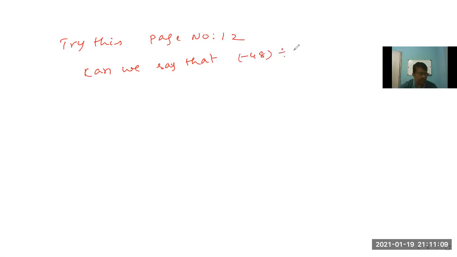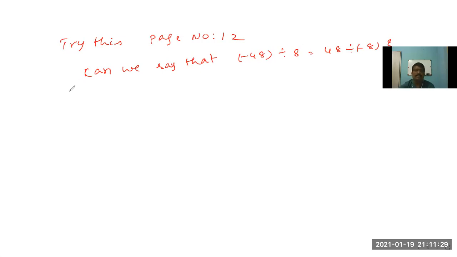Page number 12. Now I am going to try the try-this problems. First, can we say that minus 48 divided by 8 is equal to 48 divided by minus 8? Yes, we can say that it is right because there are two different signs.